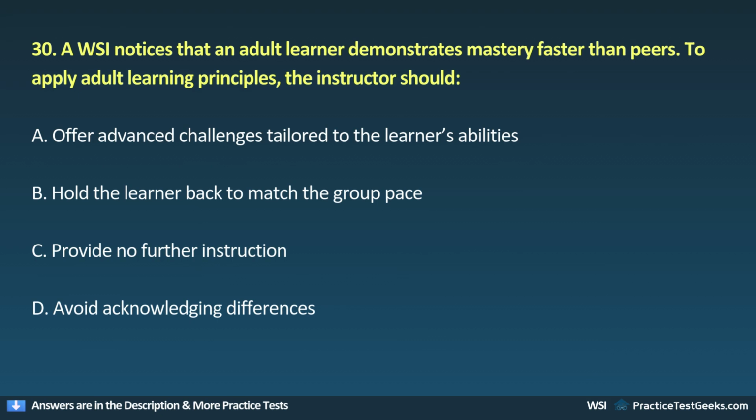30. A WSI notices that an adult learner demonstrates mastery faster than peers. To apply adult learning principles, the instructor should: A. Offer advanced challenges tailored to the learner's abilities. B. Hold the learner back to match the group pace. C. Provide no further instruction. D. Avoid acknowledging differences.